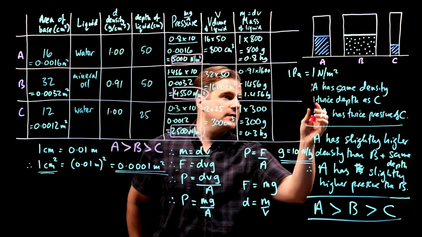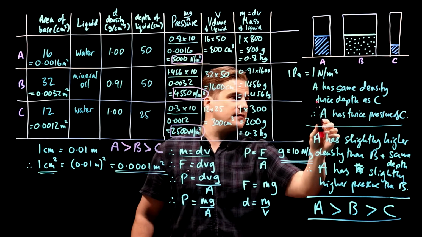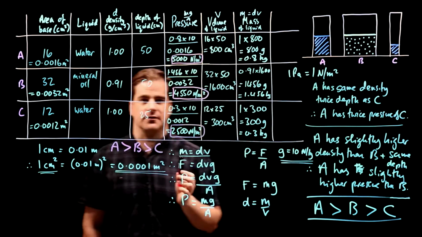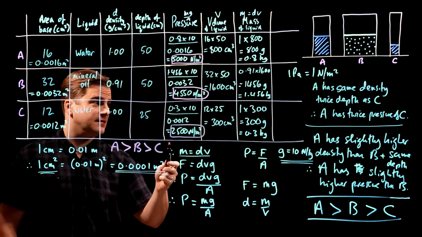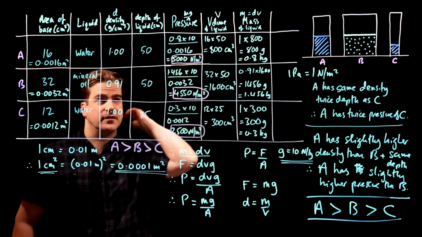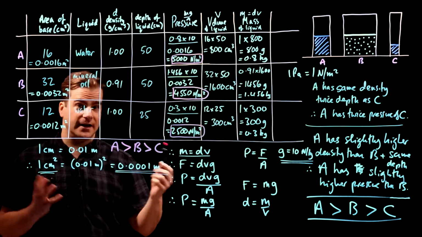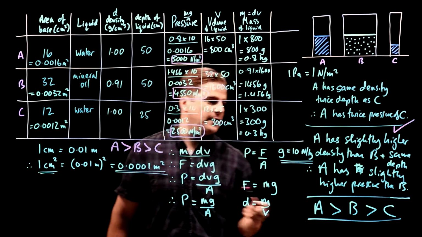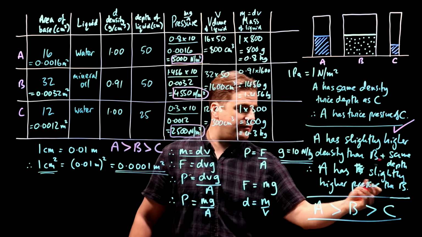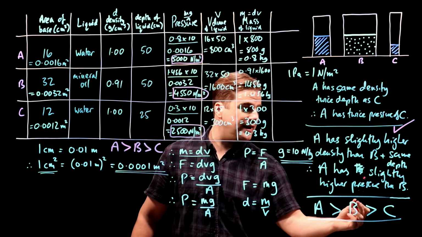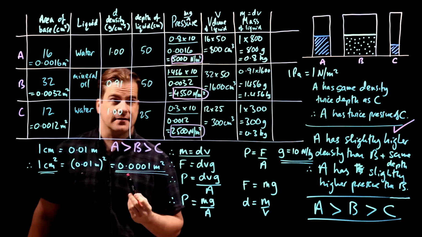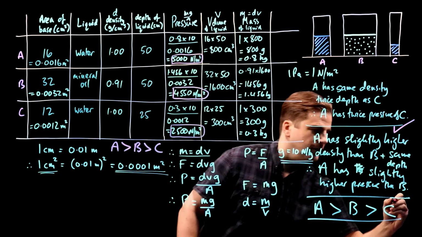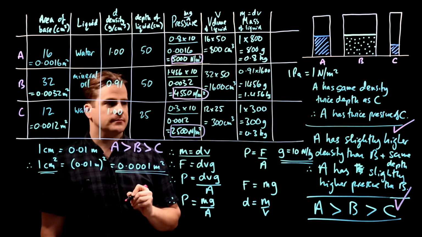So we said we're going to check. A has the same density and twice the depth of C, therefore A has twice the pressure of C. Does A, now we've calculated it, have twice the pressure of C? 5,000, 2,500. Yes, it's twice the pressure. We also claim that A has a slightly higher density than B and the same depth. Therefore, it has slightly higher pressure than B. Is that true? Yes! We have smashed it.